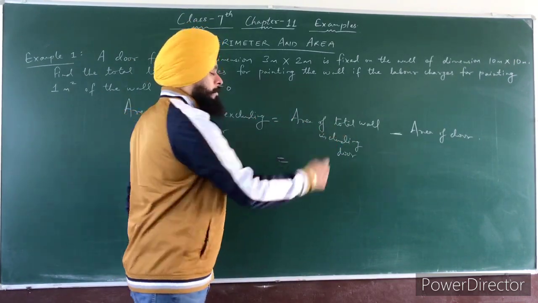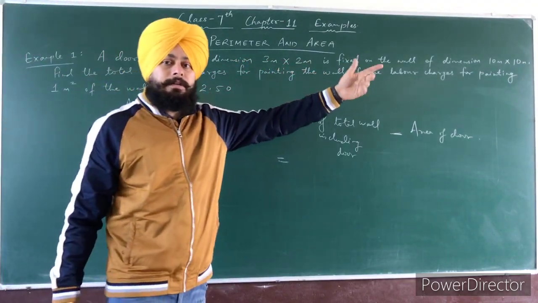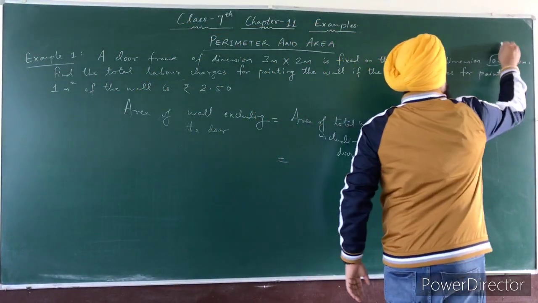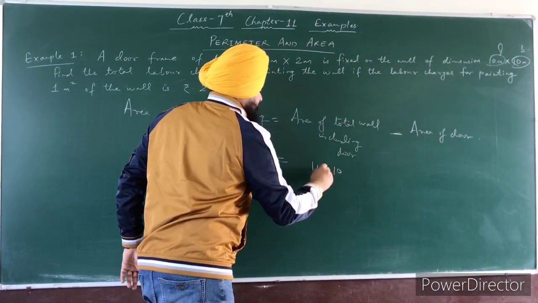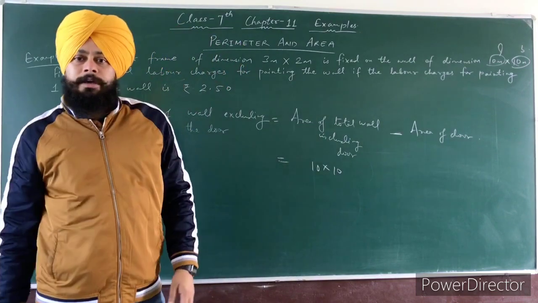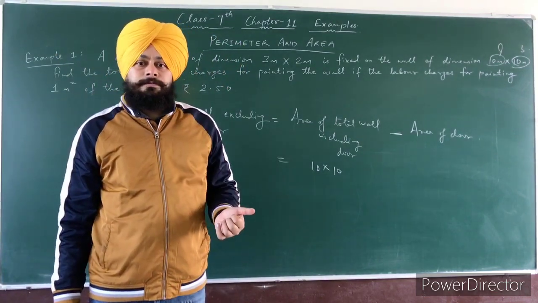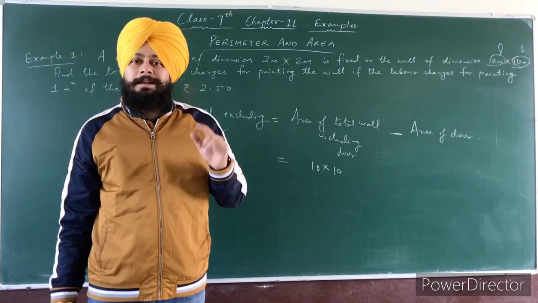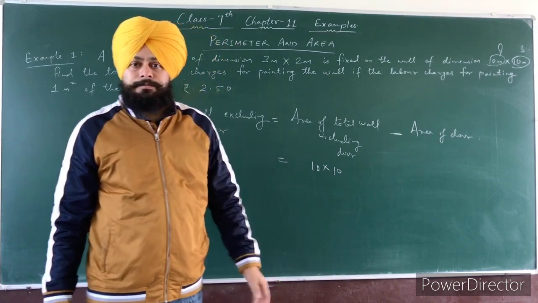So the area of total wall is in the shape of what? 10 meter by 10 meter. It means length and breadth are the same. This is length and this is breadth. So length is 10 and breadth is 10. It means it is in the shape of a square, and the area of a square is length into breadth. Length is 10 and breadth is also 10. So side into side.